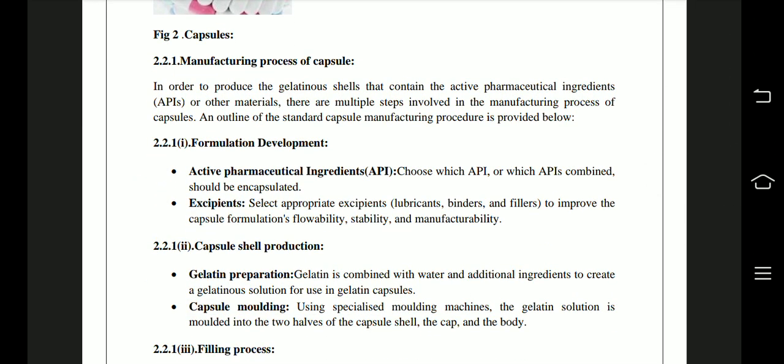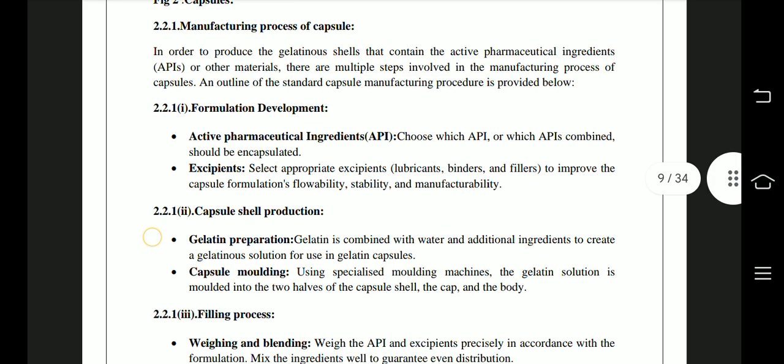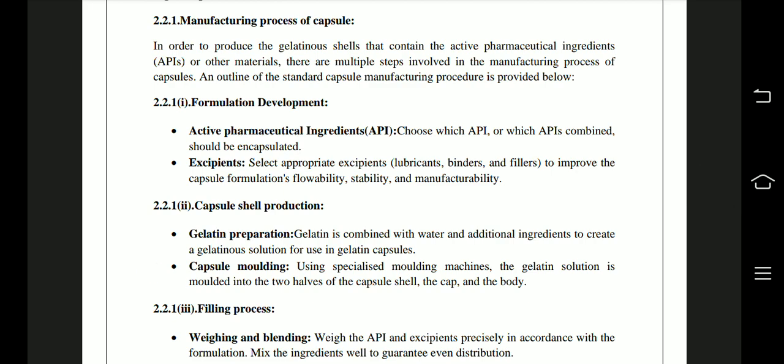Manufacturing process of capsules. In order to produce the gelatinous shell that contains the active pharmaceutical ingredient or other material, there are multiple steps involved in the manufacturing of capsules. An outline of the standard capsule manufacturing process is provided below.